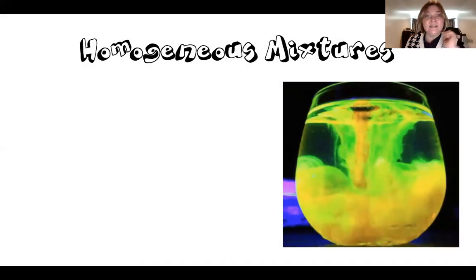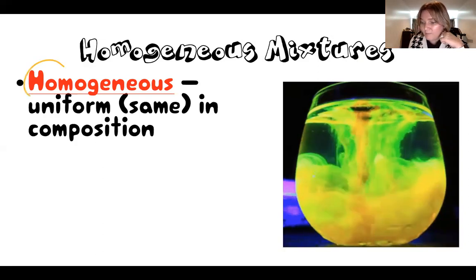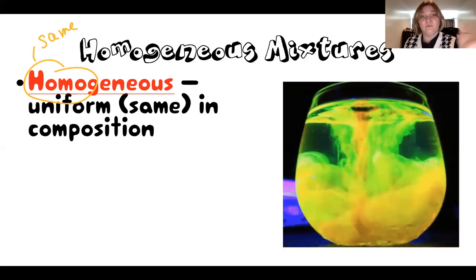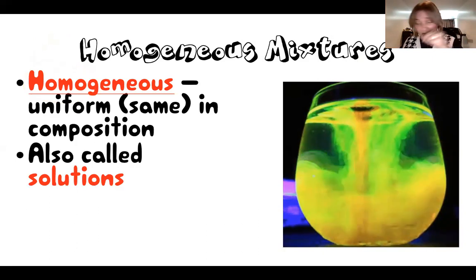Now, there are two kinds of mixtures depending on whether or not you can see its parts. The first one is called homogeneous. The prefix homo means same. So that means that the components are uniform in distribution, which means everything is spread out evenly. Another name for homogeneous mixtures is a solution.